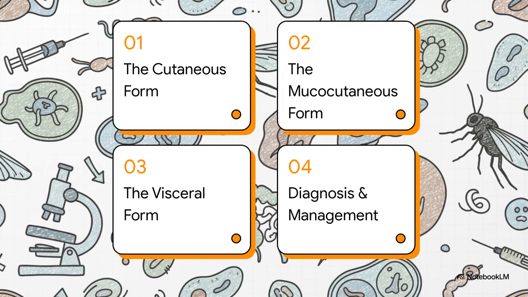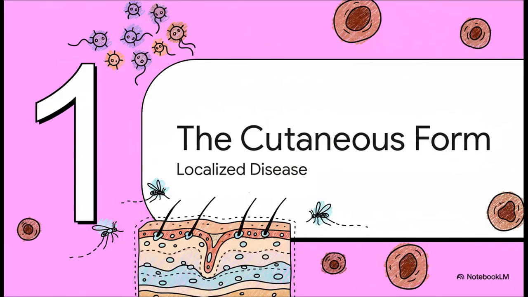So here's how we're going to tackle this. We'll start with an intro, then dive into the cutaneous form, then the mucocutaneous form, and the big one, the visceral form, also known as Kala-Azar. Then we'll wrap it all up by talking about diagnosis and management. Okay, let's jump right in.